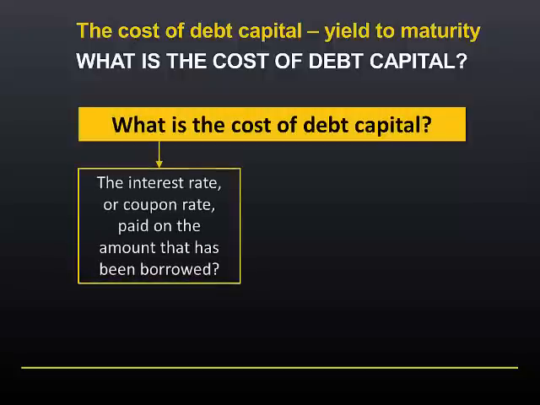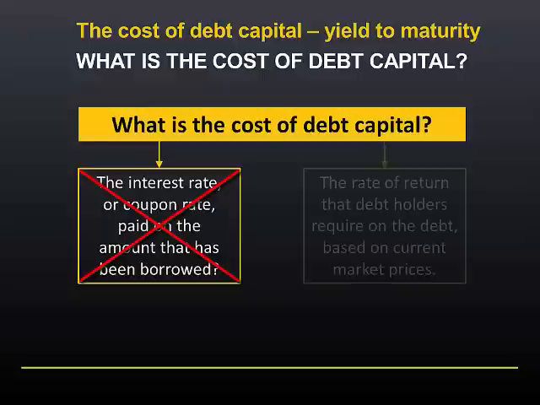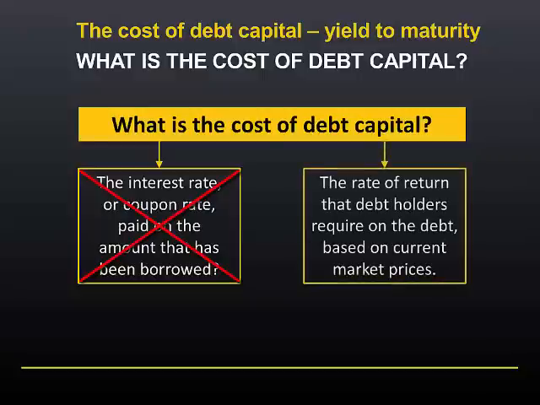One possible answer is that it is the interest rate or the coupon rate that is paid on the amount that has been borrowed. However, this is not the cost of debt capital. It may well have been the cost of debt capital when the bonds were first issued, but that's no longer necessarily the case. The cost of debt capital is the rate of return that debt holders require on the debt based on current market prices.